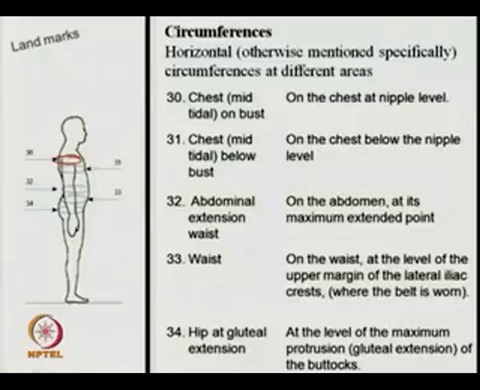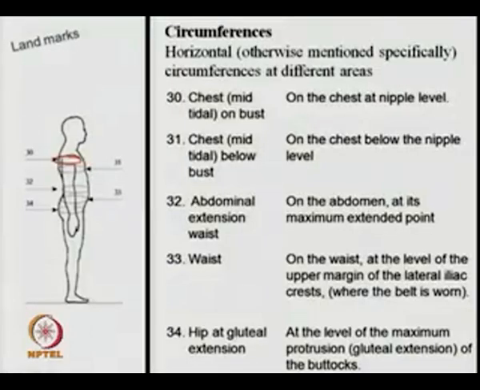We can say that roughly at substernum level. The 32 point, this 32 is at abdominal extension waist point, at the waist where the maximum abdomen point is there, on the abdomen at its maximum extended point at waist. 33 is at waist level, on the waist at the level of the upper margin of the lateral iliac crest where the belt is worn.